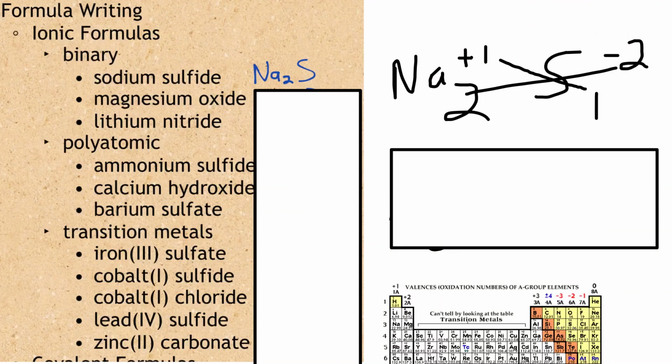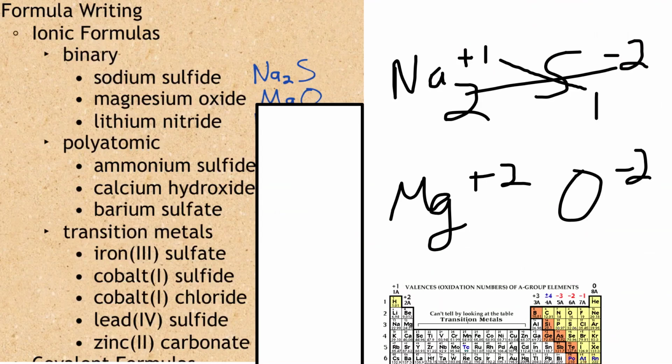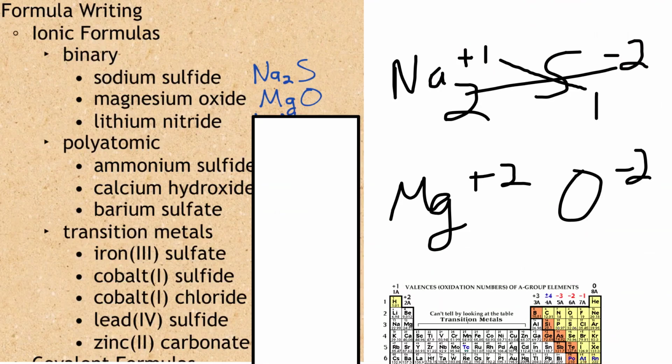Looking at the next one, magnesium oxide, looking at the ionic charges, it's a +2, -2. Those do automatically cancel each other out and make a neutral compound. So the answer to that is just MgO.